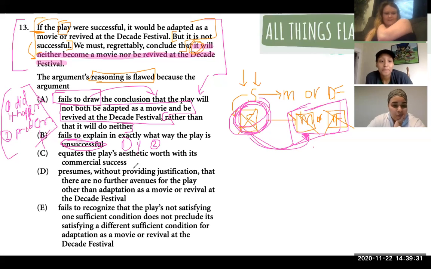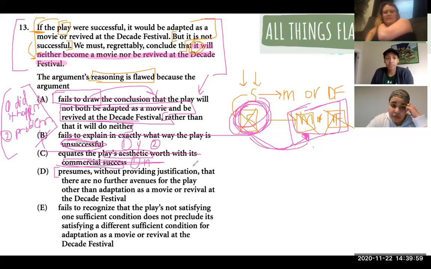All right, C, equates the play's aesthetic worth with its commercial success. Do we do that? Do we equate the play's aesthetic worth with the commercial success? No. I wouldn't even read that after I saw aesthetic worth, because it didn't talk about that at all. As soon as we have a no, we get to cross it off. So no, moving on.